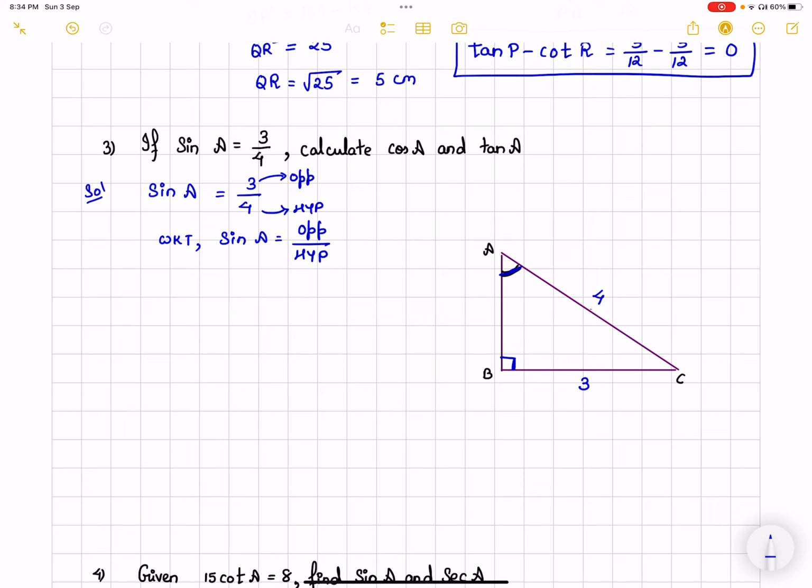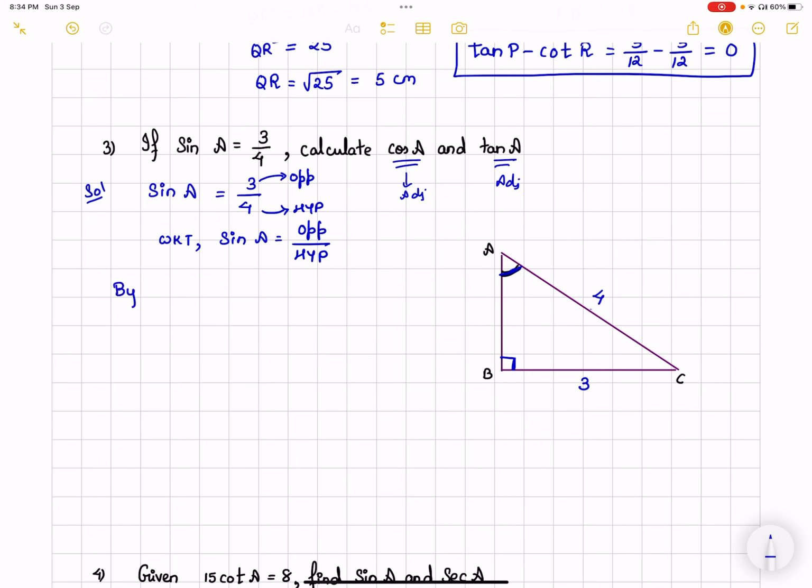Done. Now they are asking me to calculate cos A and tan A. In order to find out cos A, I need the adjacent side, and the hypotenuse I already have. For tan A, I need the opposite side and adjacent side. Opposite side I'm having, but I need to find the adjacent. So in total, I need to find out the adjacent side. How to find out the adjacent side?